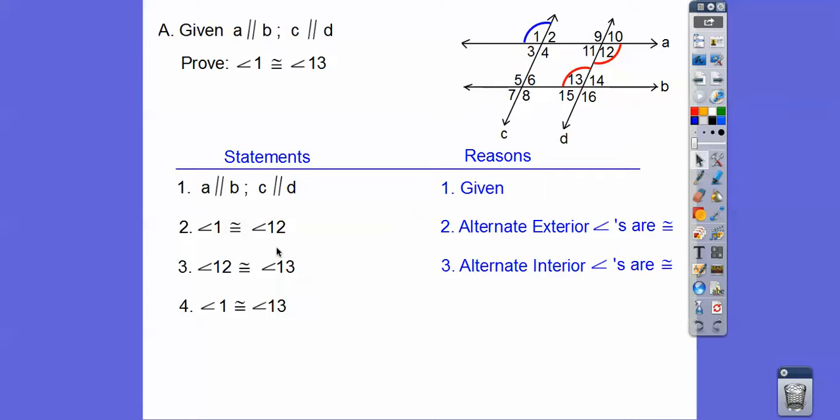Okay, so this is the transitive property because we have 1 is congruent to 12, and 12 picks up. Remember, transitive is the second part of this congruency is the first part of this congruency. So if 1 is congruent to 12 and 12 is congruent to 13, then we can say 1 is congruent to 13 right there by the transitive property, okay?